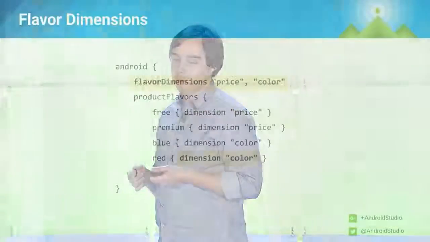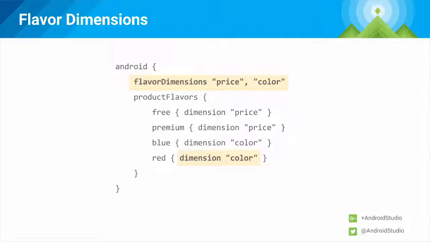So instead of creating all the combinations manually, what we suggest you do is use the built-in support for flavor dimensions that we have in the Android plugin. You can define well-named dimensions like price and color in this case. Then for every flavor, you specify which dimension this flavor belongs to. And the additional advantage of doing it this way is that you get dedicated source sets, for example, red-only resources and blue-only resources, and premium-only code that is shared between the premium red and premium blue variants.